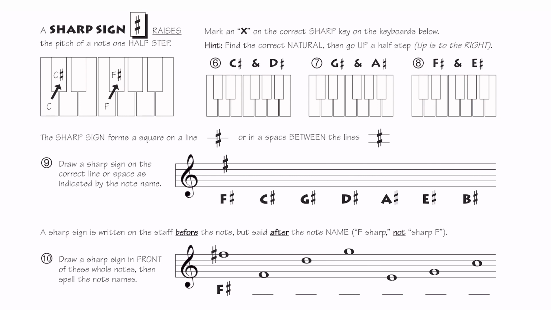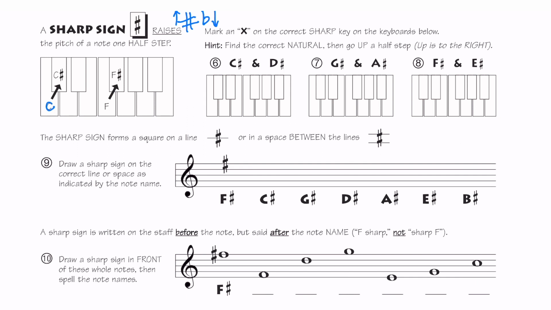Now we're going to learn about the sharp sign. A sharp sign raises the pitch a half step. Okay, a sharp sign kind of looks like a tic-tac-toe. Okay, a flat sign looks like a B. A flat sign lowers the note a half step. A sharp sign raises the note a half step.